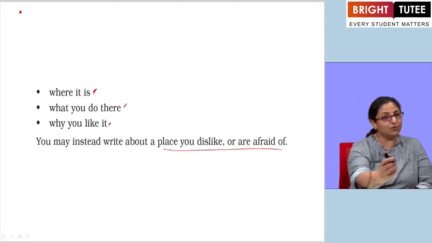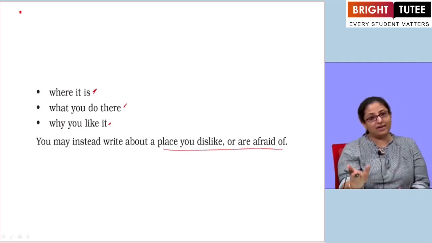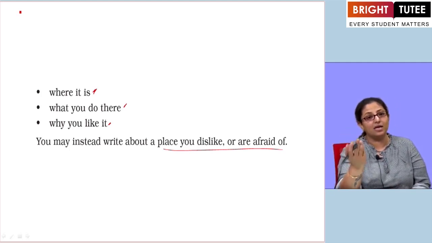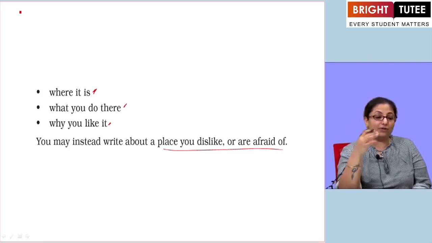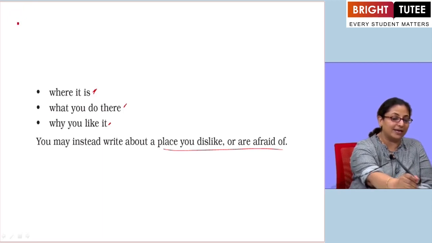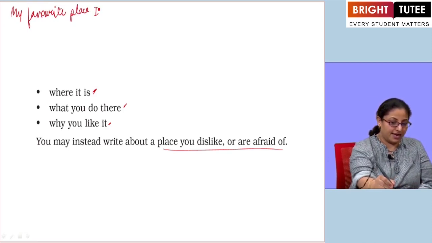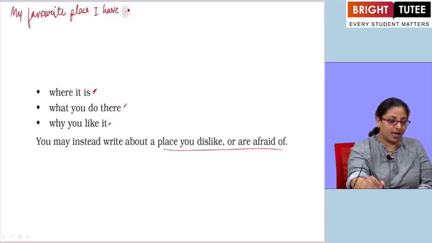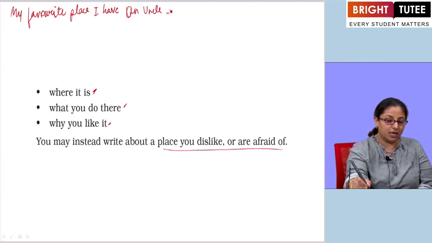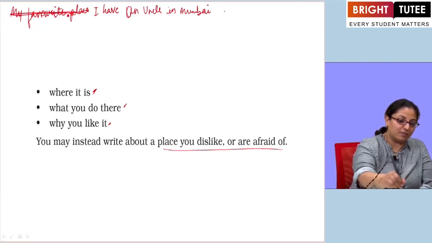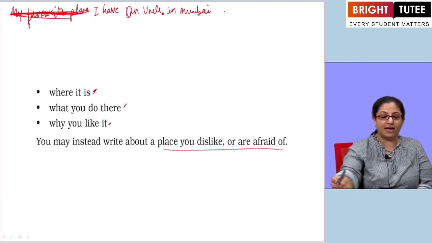Let's quickly, I'll give you a short paragraph about what I feel. You have to write in your own creative writing, with your own vocabulary and with your own imagination. I'll quickly write down a paragraph for you. My favorite place. I will not start from my favorite place. We will start from: I have an uncle in Mumbai.